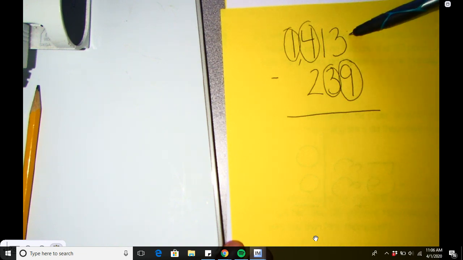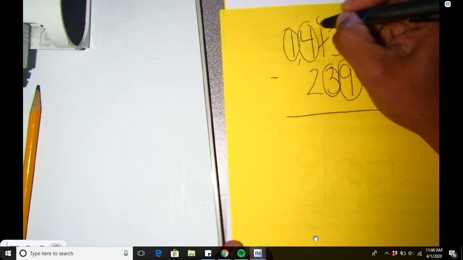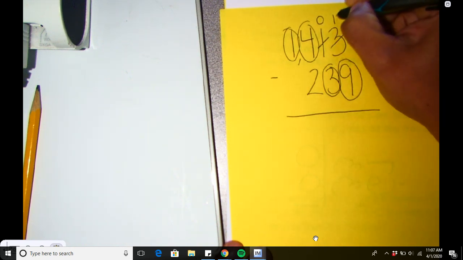So first I start in the ones. I can't take away 9 from 3, so I go to my tens place. I'm going to take away a 10, and I'm going to give 10 ones to the ones place. So now I can subtract.